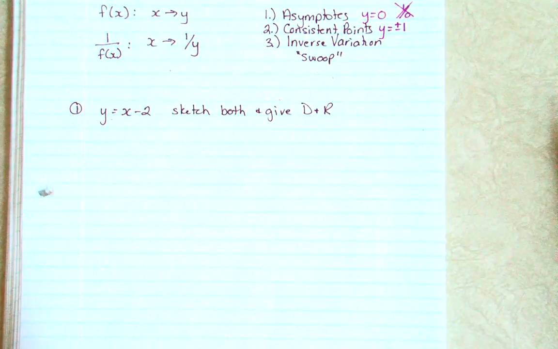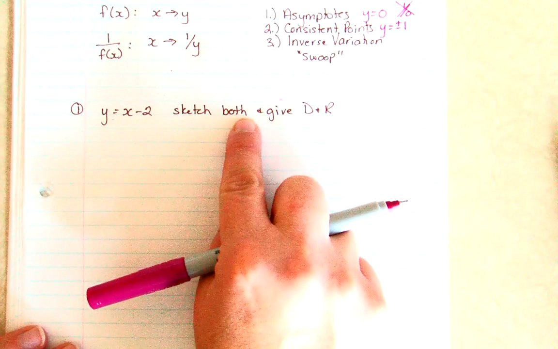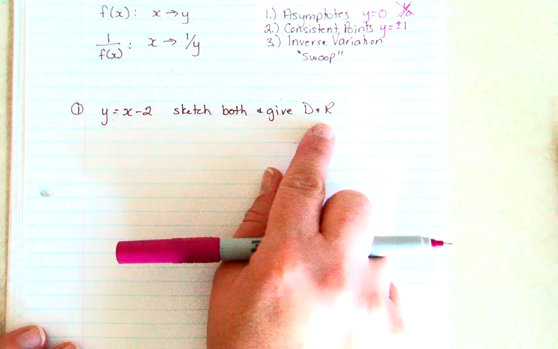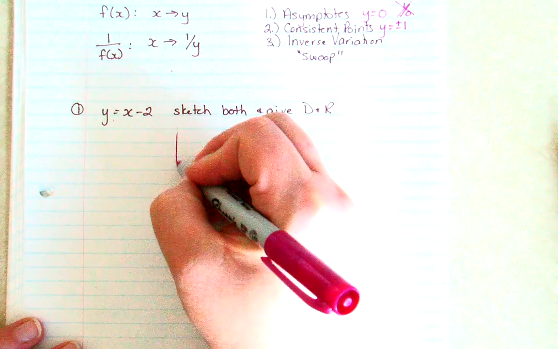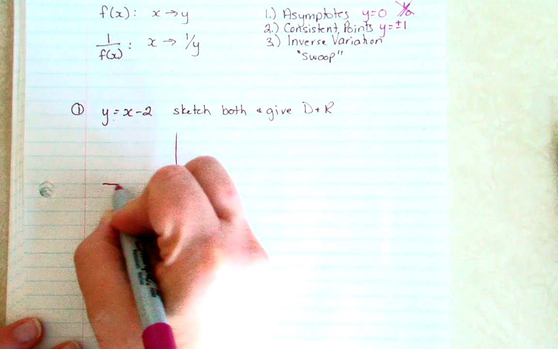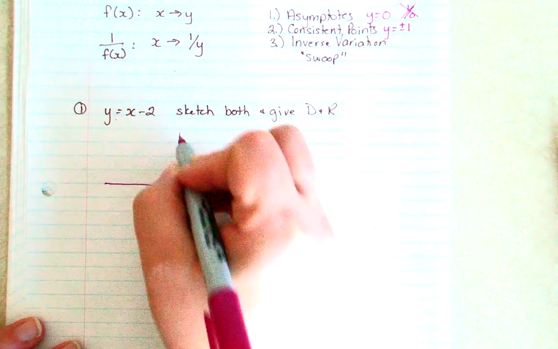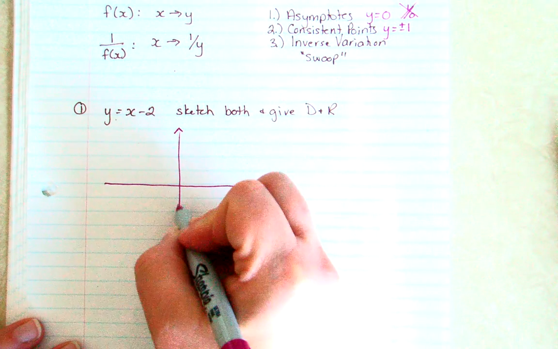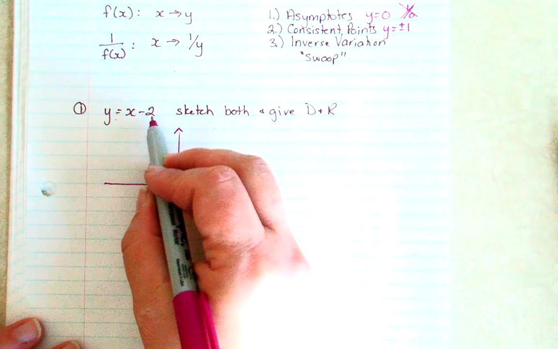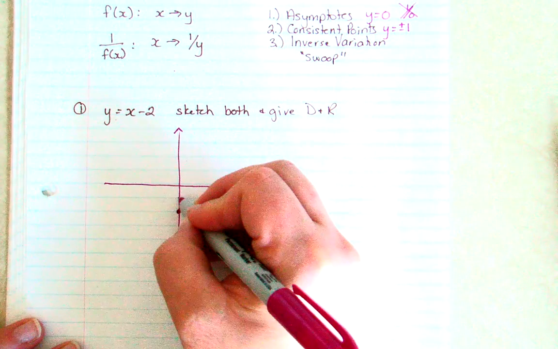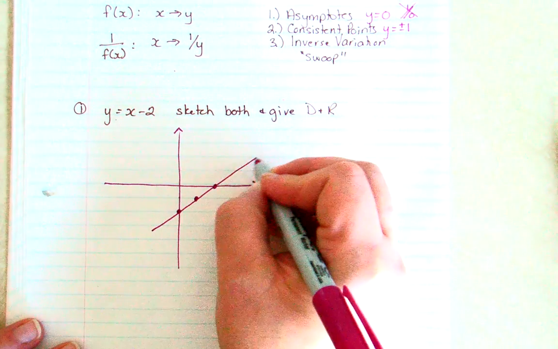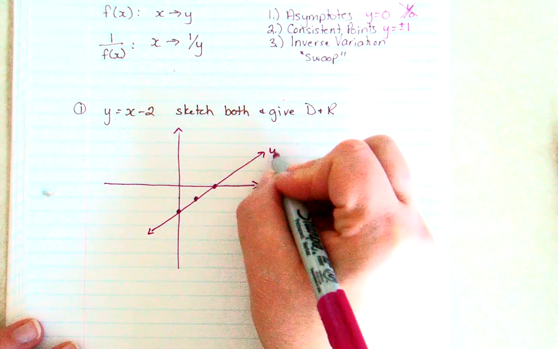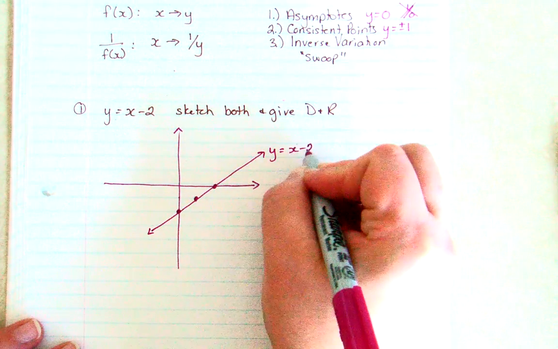So we're going to start with a line, y equals x minus 2. We're going to sketch both, meaning the original function and the reciprocal, and we're going to give the domain and range of both. So my first one is just a line. So it's y-intercept at negative 2, and my slope is 1 over 1. So here's my original x minus 2.